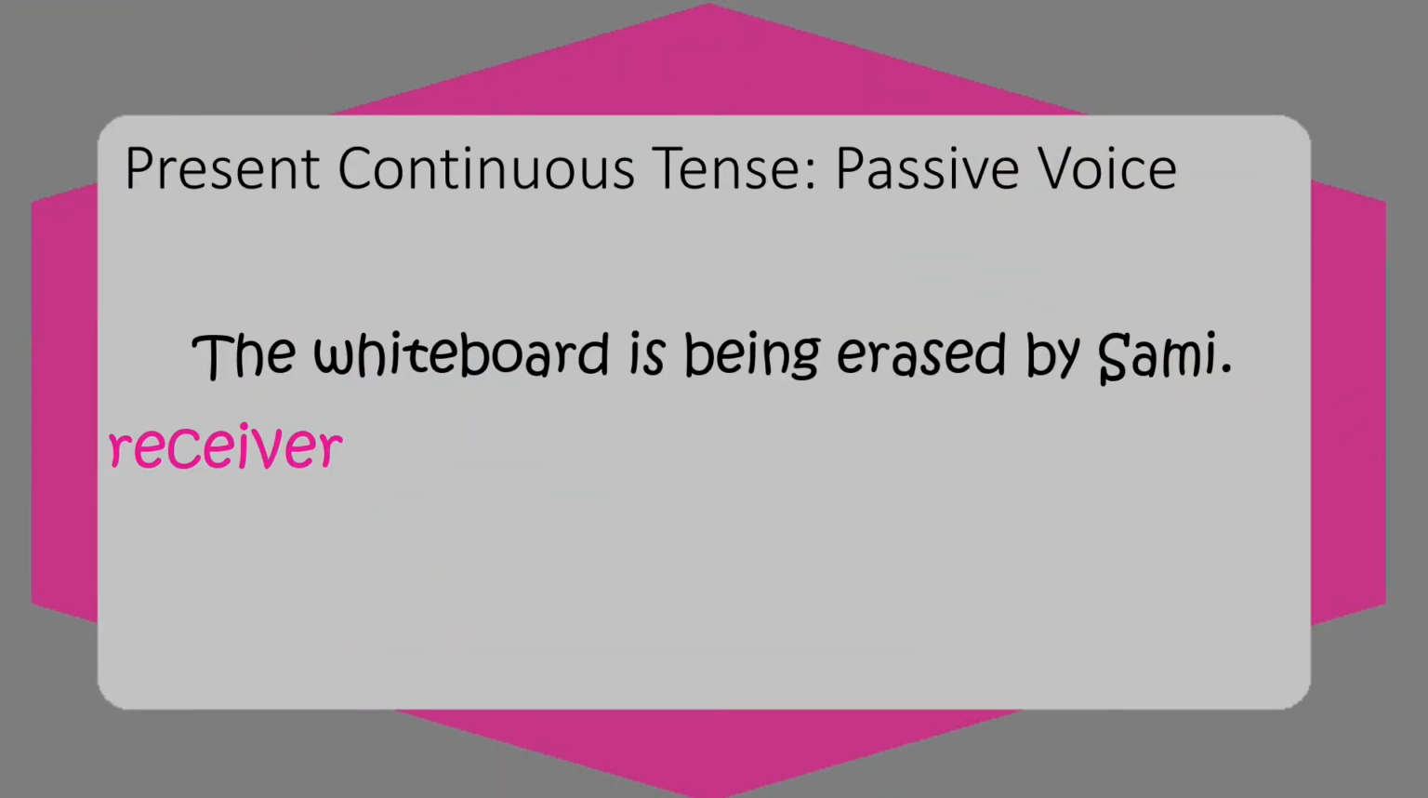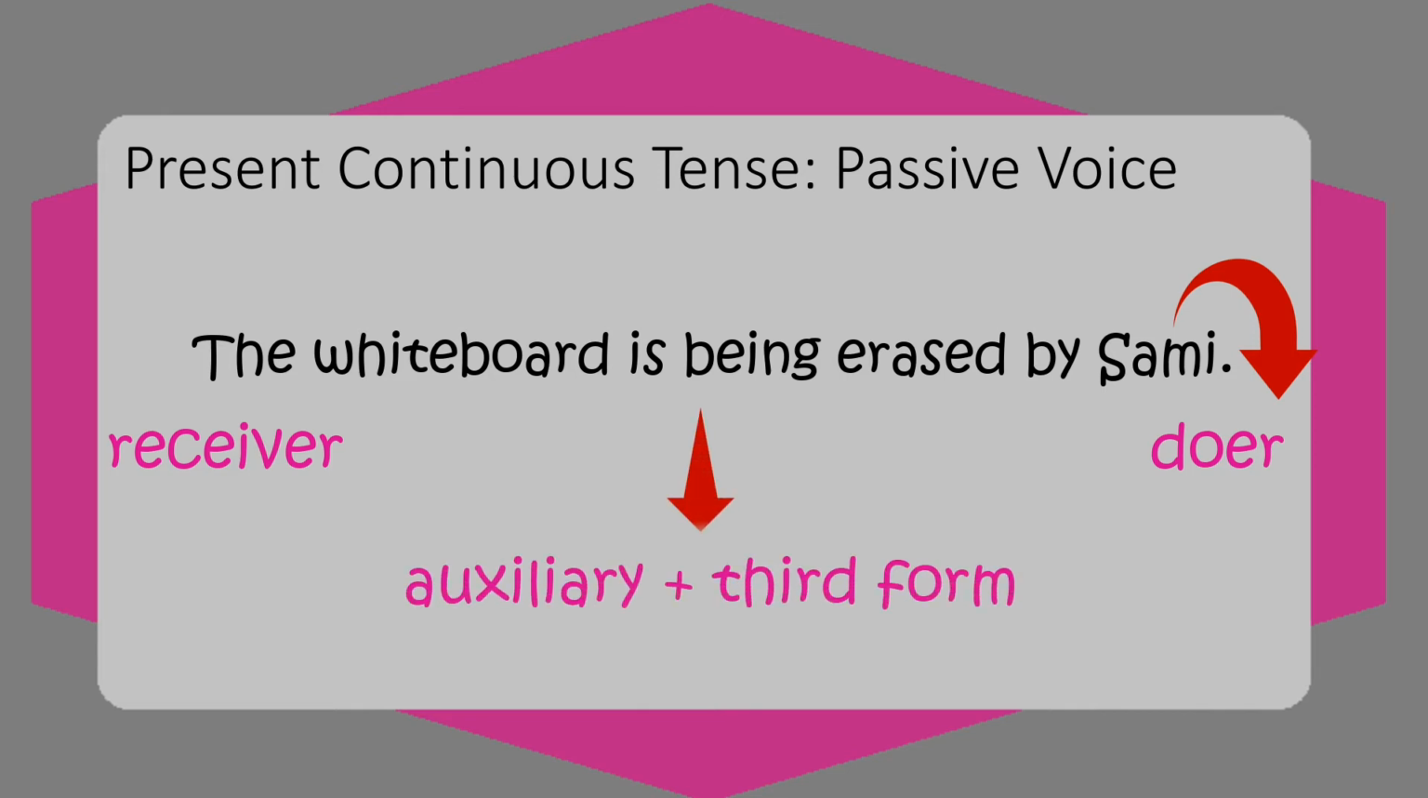Now let's look at the passive form of this sentence. The whiteboard is being erased by Sami. In a passive sentence, the receiver of the action is the subject, and the doer becomes part of the by phrase. And the verb here is being erased. Is being is the auxiliary verb, and erased is the third form of the main verb.